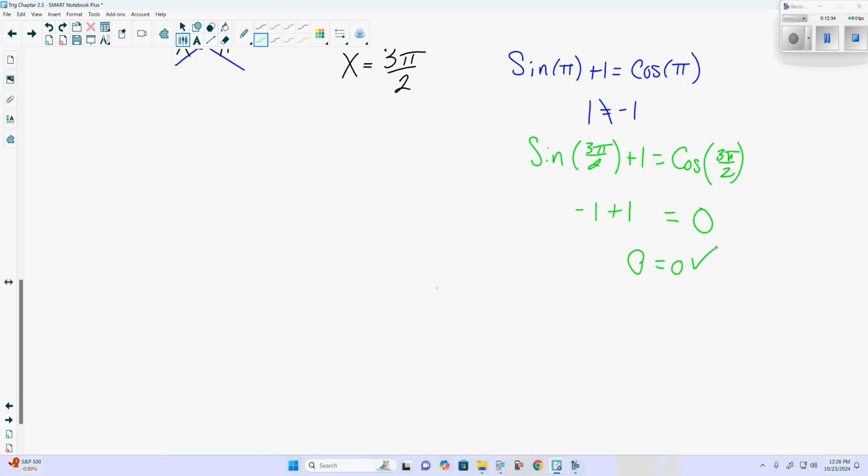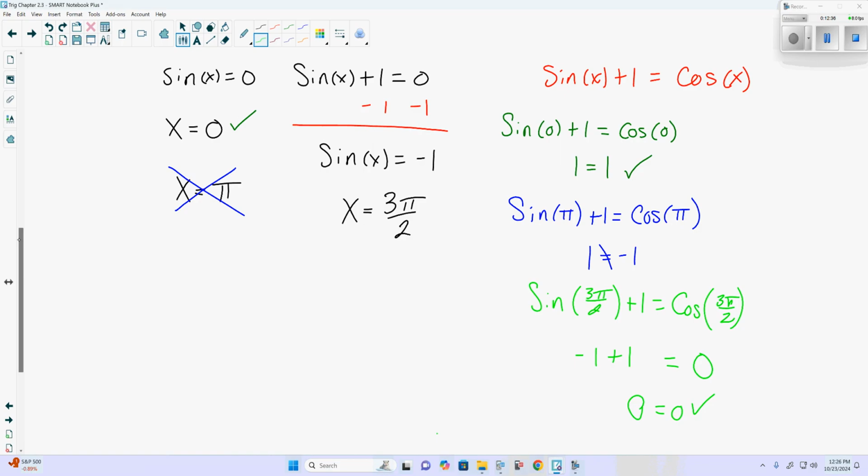That works. So our two solutions are x is equal to 0 and x is equal to 3 pi over 2. We have two solutions. And since it wanted us on the interval of 0 to 2 pi, we don't have to do the plus 2 pi n to include every possible solution.